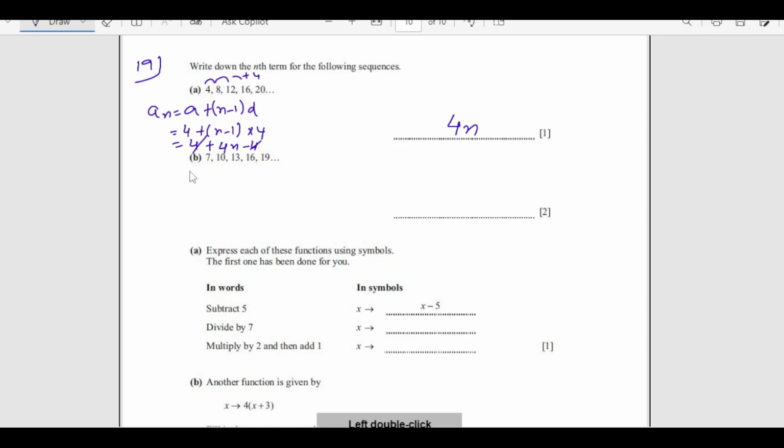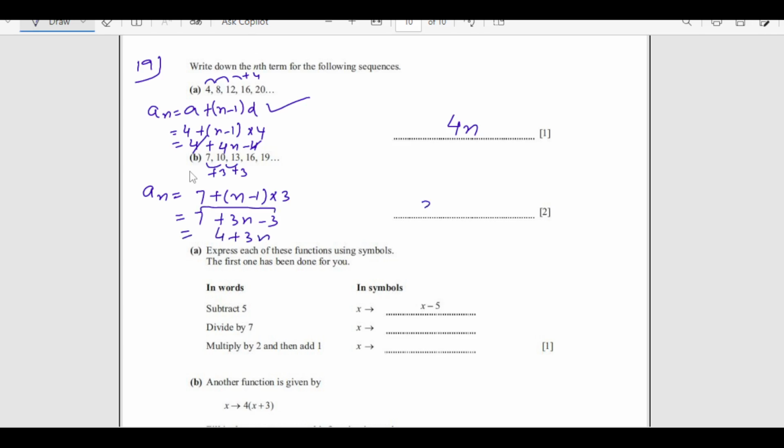Now this one here we add 3, right? So when you add 3 you get next term. So here nth term is going to be using same this formula. a is 7 plus n minus 1 into d, d is 3. So this is 7 plus 3n minus 3. So 7 minus 3, it is 4 plus 3n. So we'll write down 3n plus 4 is the final answer for this one, right? So next question.